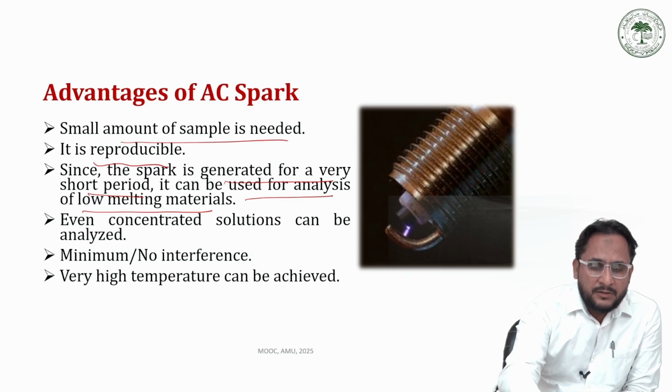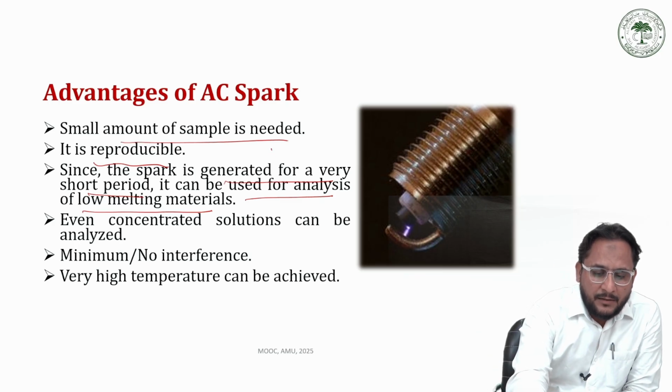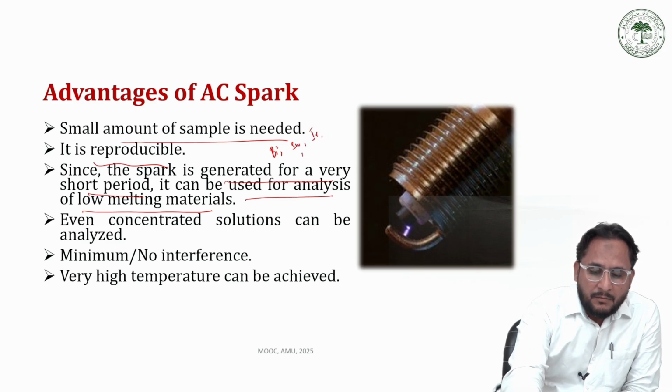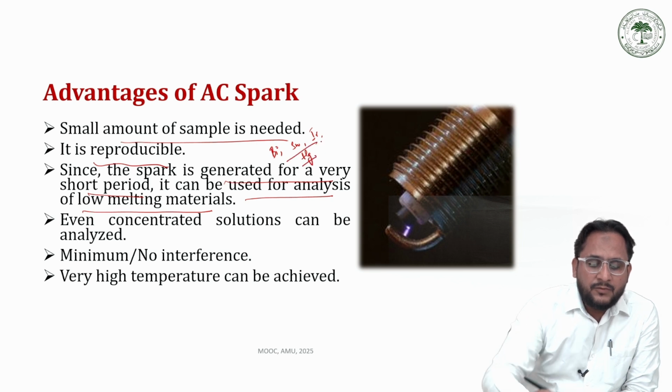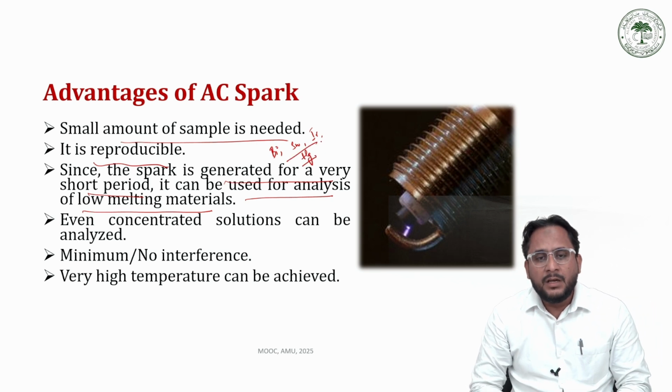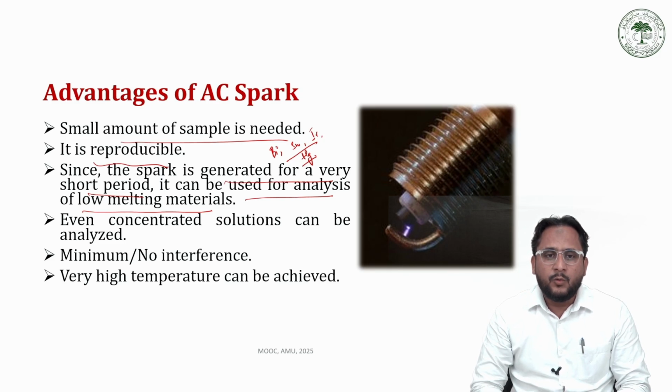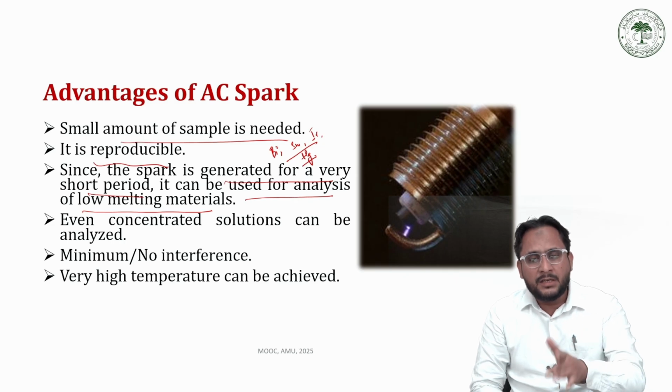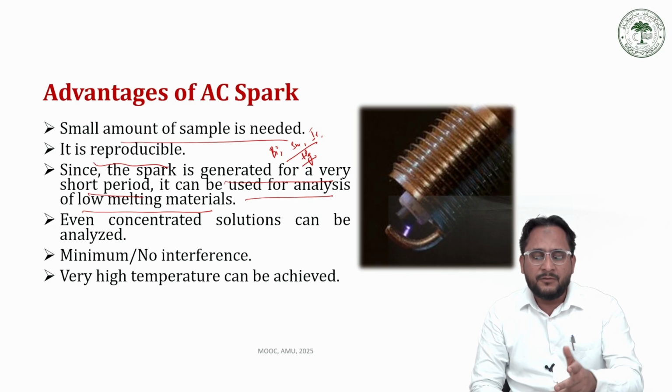Low melting materials: we have different types of metals, like bismuth, tin, iridium, mercury. These are the metals which undergo melting very fast. So for these metals, we use AC spark because here the energy exists for a very short period of time.